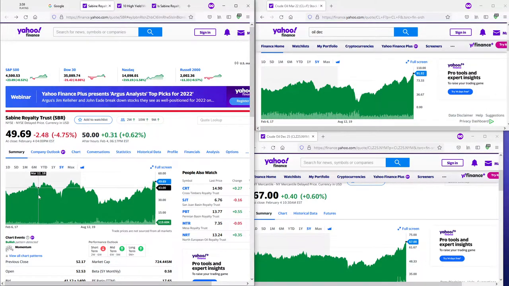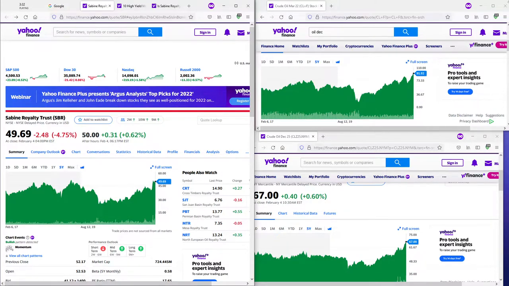Now that I'm examining it, it seems pretty natural that as the contract time for the oil contract comes closer to expiration, it starts tracking with Sabine Royalty Trust closer and closer, which will probably become true in December of 2025. You'll find that this chart is just starting to track more closely with this chart also. I guess it's kind of like a rolling thing.